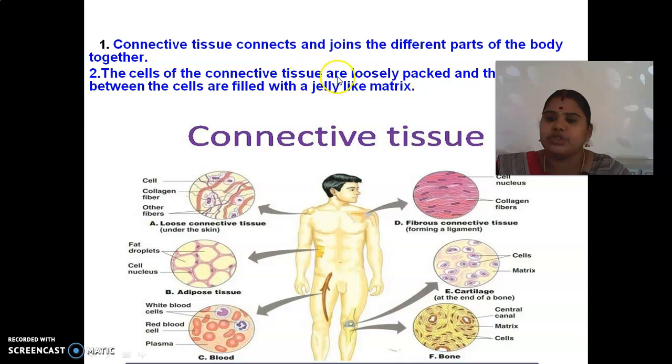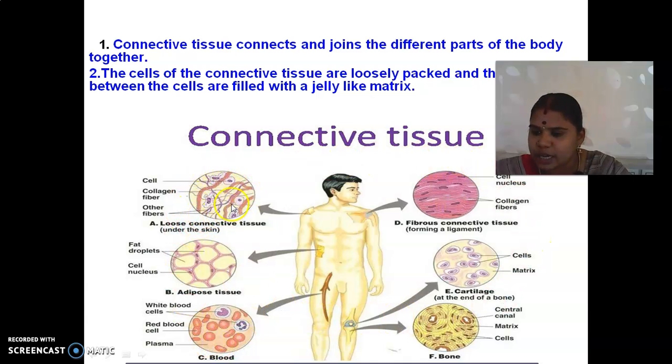The cells of the connective tissue are loosely packed, and the space between the cells is filled with a jelly-like matrix. It is filled completely with a jelly-like substance, which is called what? Matrix. So, what are connective tissues? The connective tissues connect and join different parts of our body together. Next, the cells of the connective tissues are loosely packed and the space between the cells is filled with a jelly-like matrix.